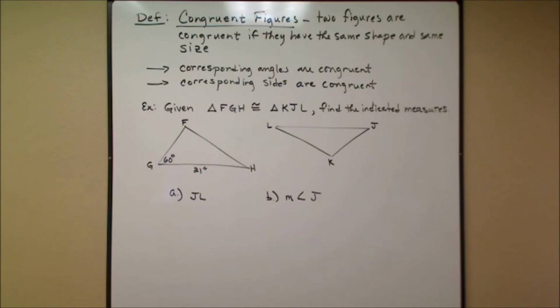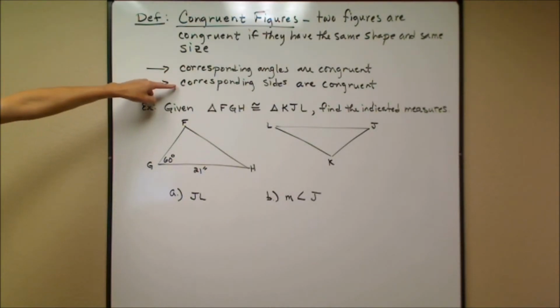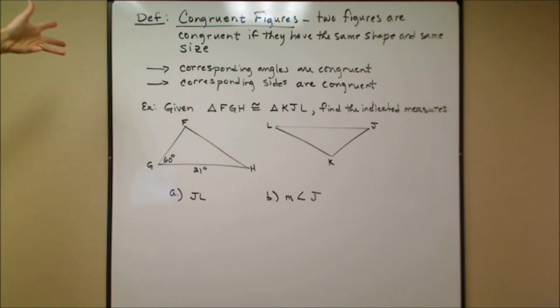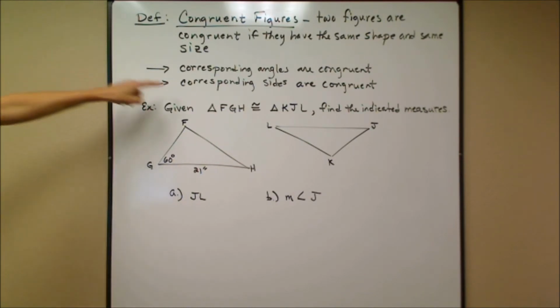Now, congruent figures have more going for them than similar figures. Congruent figures are two figures that have the same shape and the same size. So the exact same shape, the exact same size. Corresponding angles are congruent, corresponding sides are congruent. Now technically congruent figures are also similar figures, so the same properties apply. But since they're congruent, we don't have to worry about the sides being in a particular proportion. The corresponding sides are congruent to one another.